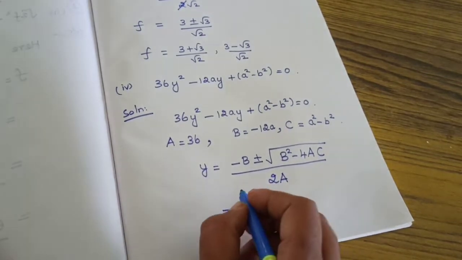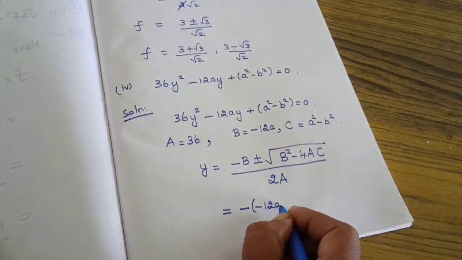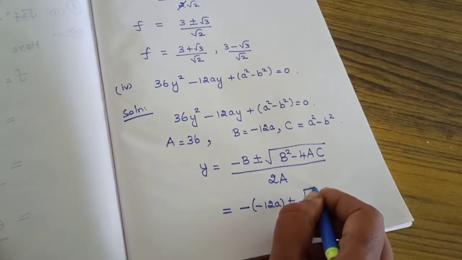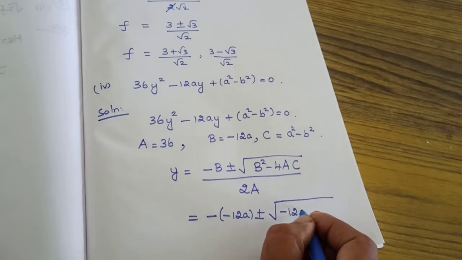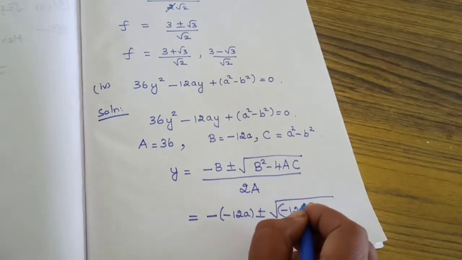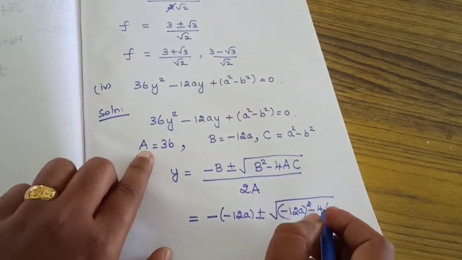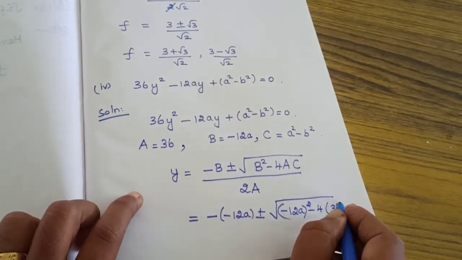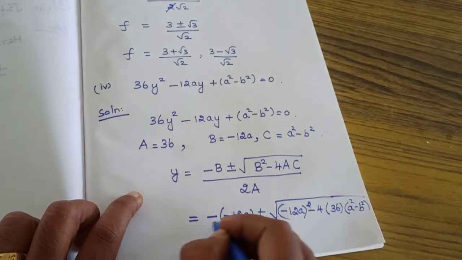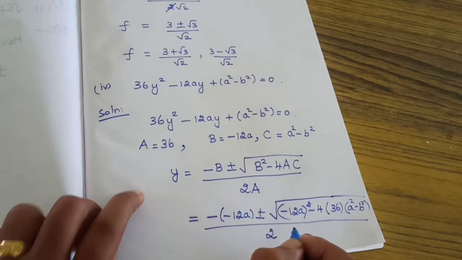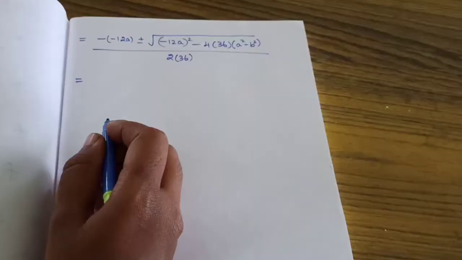So substitute the values here. Minus, what is the B value? Minus 12a, plus or minus square root of B square, so minus 12a the whole square, minus 4 into A into C. What is the A value? 36. So 36 into, what is the C value? a square minus b square. The whole divided by 2 into A value. A value is 36.